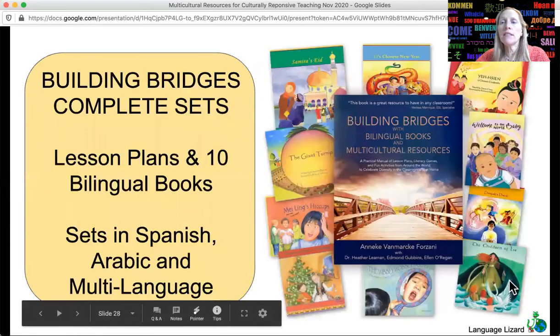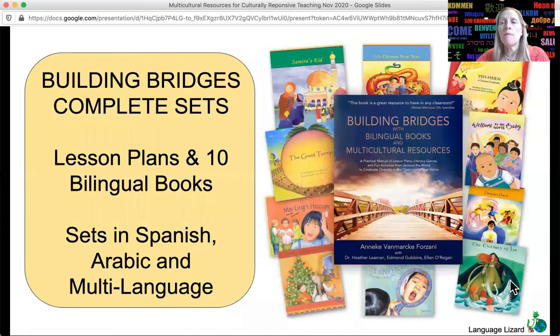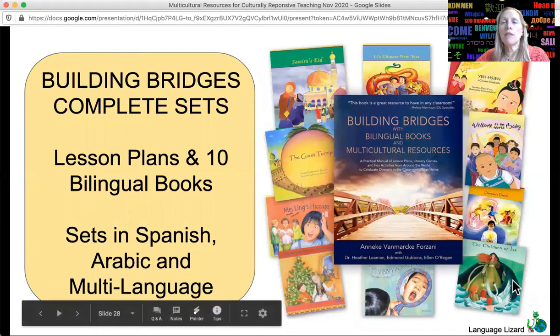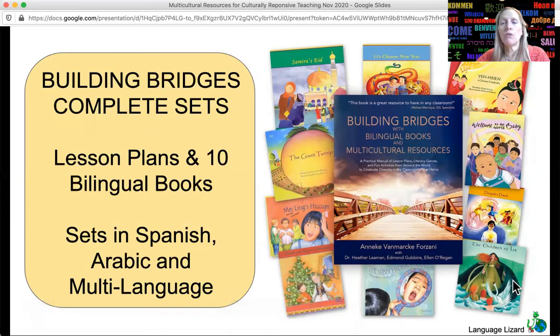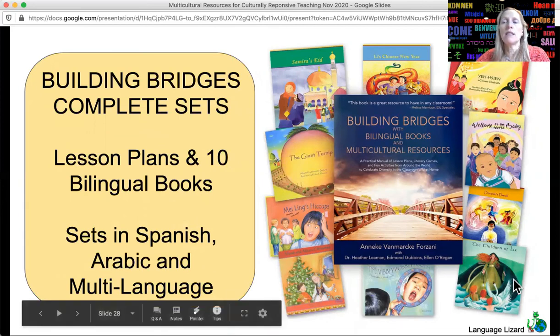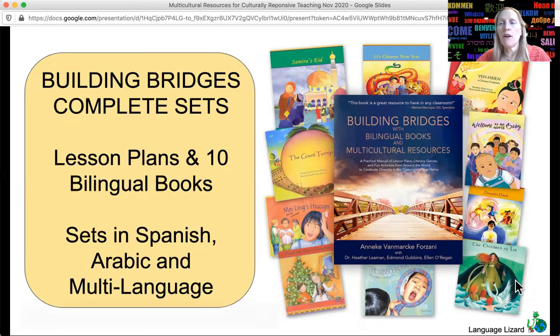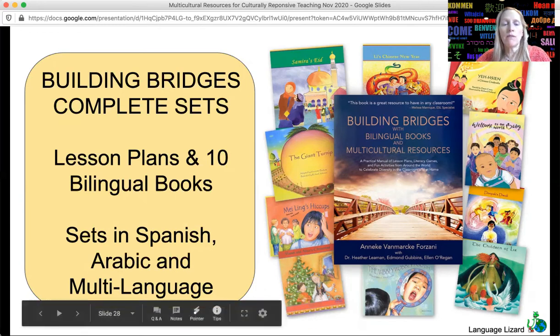Now, some of the lessons and activities do not use books, but many use a bilingual book as the base of the lesson. So to make things easy, we created sets for teachers, which include the 10 books that are used in the lessons in the book, and then the Building Bridges book itself. So really, this provides hours and hours and hours of culturally responsive instructional time.